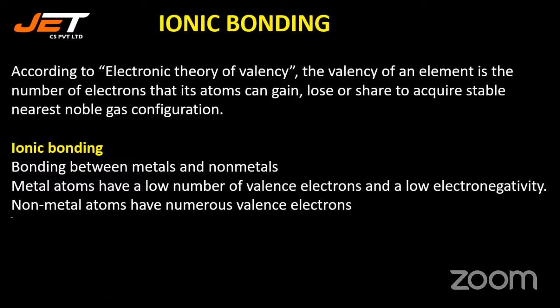So metal atoms have a low number of valence electrons and a low electronegativity. Non-metal atoms have numerous valence electrons. Metal atoms generally have a low number of valence electrons; non-metals have a high number of valence electrons. Accordingly you will know which is losing, which is gaining, and you will form the compound.